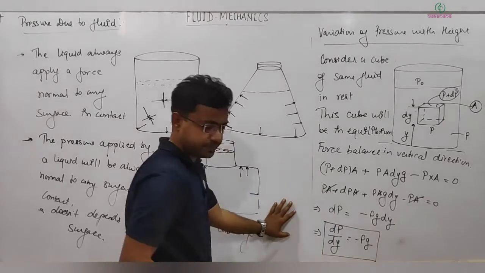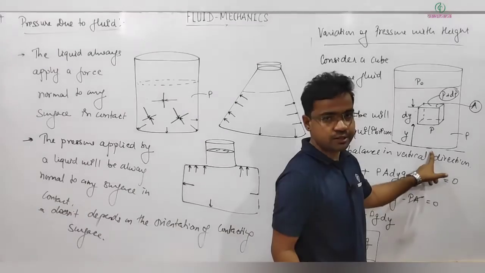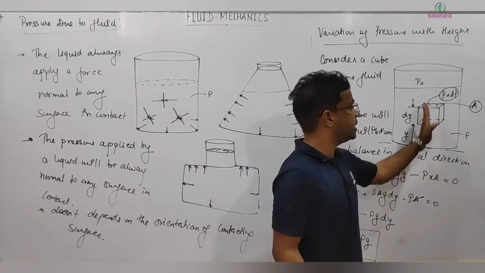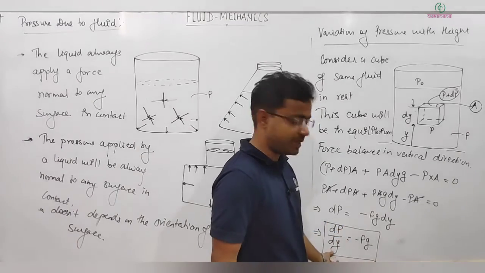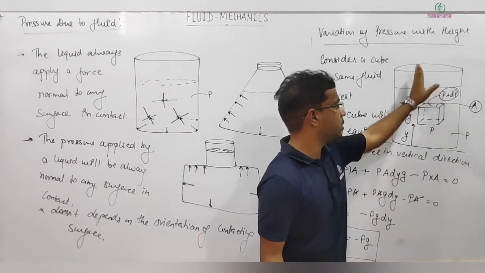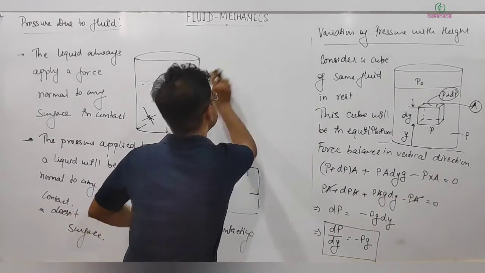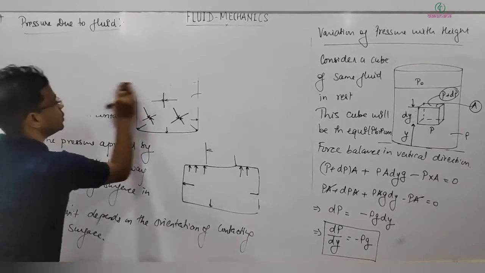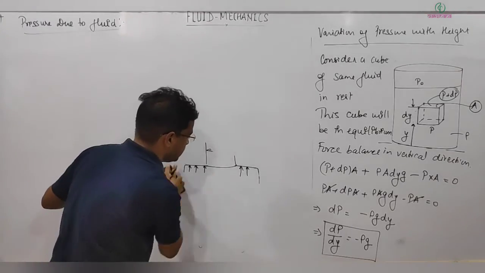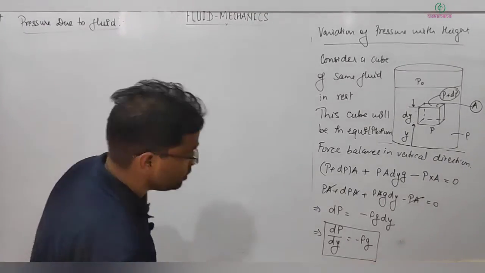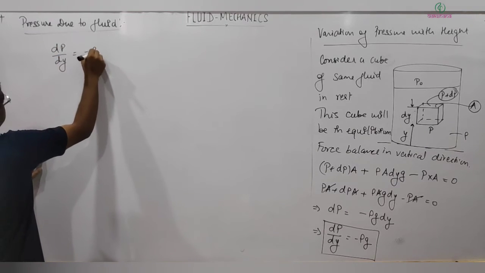What does it mean? Because here I am measuring y from the bottom of the surface, this implies that as you are going up, the change in pressure with increase in y is negative, meaning as you are going up inside the liquid, your pressure is decreasing. That is the meaning of this. So the negative sign is implying that. So dP over dy is equal to minus rho g.